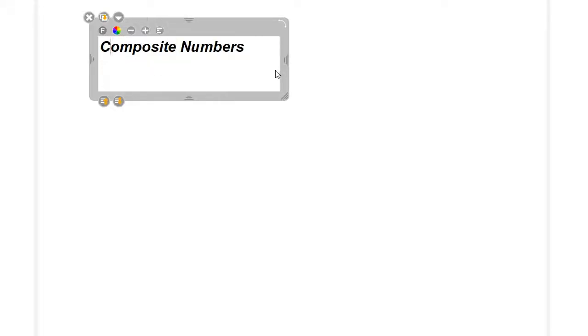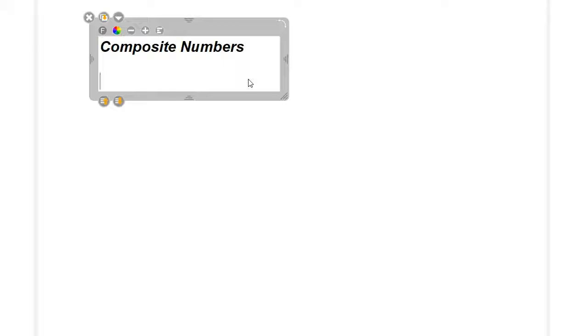Okay, today we'll be learning about composite numbers. Composite numbers. So what are composite numbers? If you know about prime numbers, you can kind of say that it's like an opposite of prime numbers, but not exactly.